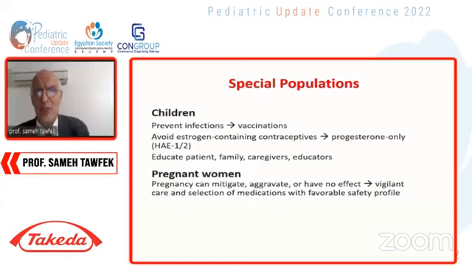Prevention and special issues. For example, for children, vaccination to avoid infection; avoid estrogen-containing contraceptives, progesterone only; educate patients, family, caregivers, and educators. For a pregnant woman, pregnancy may sometimes aggravate the condition and sometimes have no effect. In selection of medication, we have to go through a safe pathway for pregnant women.